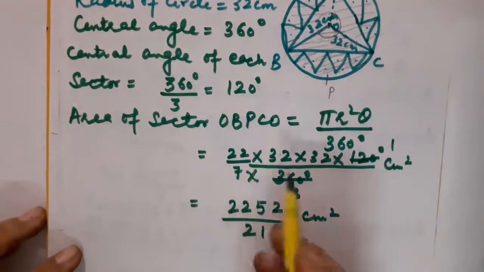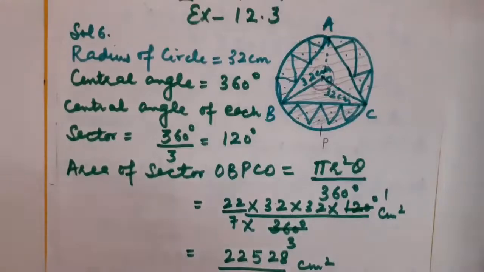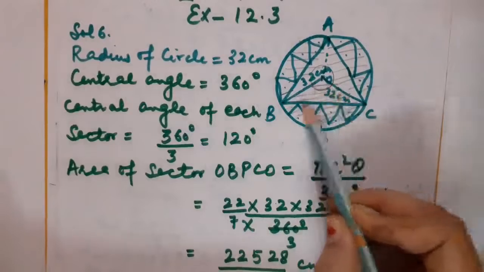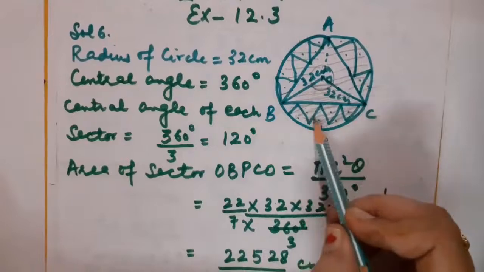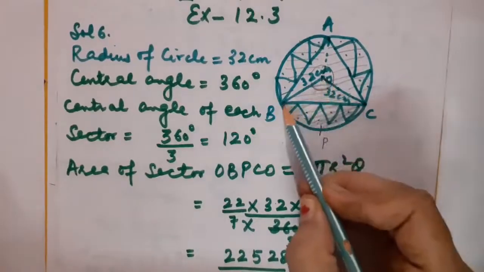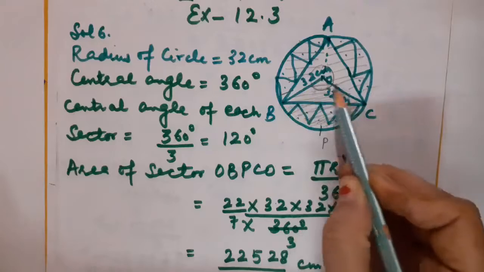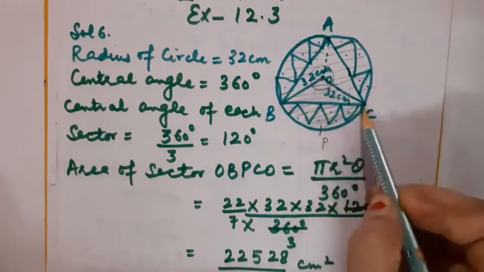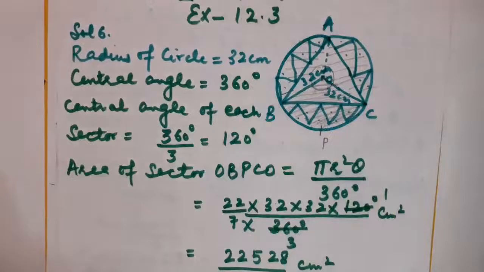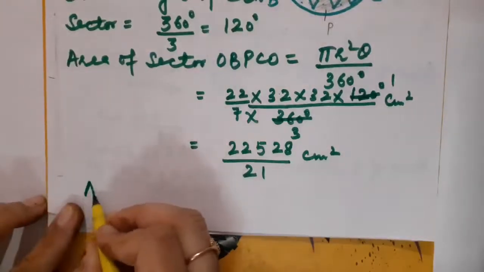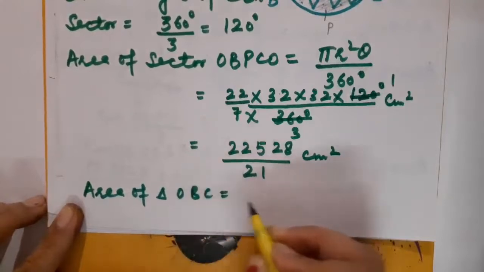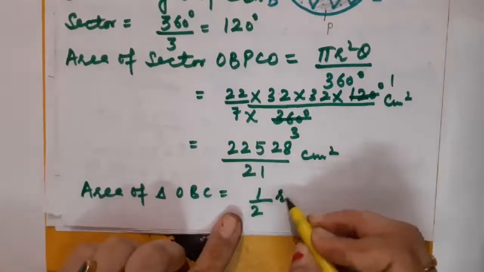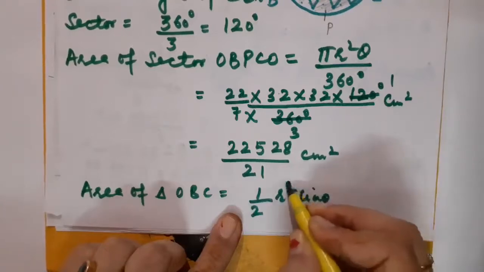So children, now we have calculated the area of this sector, that is OBPCO. This complete region area we have calculated. But I want the area of the design. So definitely the area of the triangle must be subtracted from the area of sector to come to know the area of design. Now let us recall the formula of calculating area of triangle OBC. That is half into r square sine theta.